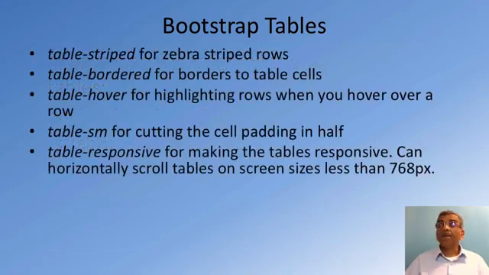In addition, Bootstrap provides many different classes for styling tables, like table-striped for zebra-striped tables, as we saw in the example earlier. Similarly, we have table-bordered for bordered tables, table-hover, table-sm for tables with cell padding cut in half, and similarly table-responsive can be applied to a div around tables so that the tables can be made responsive when shown on smaller screen sizes. The tables will then be able to scroll horizontally and vertically.